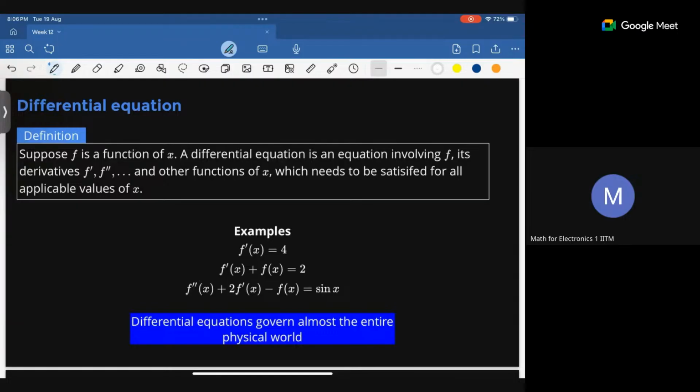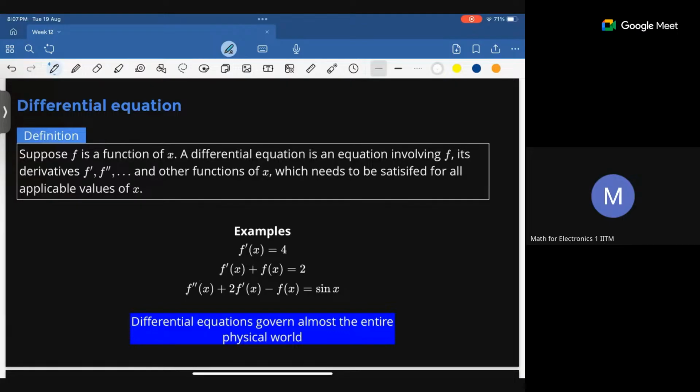Okay. So, to repeat it in a proper way, this is how the definition goes. Suppose f is a function of x, we have a function f, and the differential equation is an equation which involves the function itself and its derivatives. It can be starting from first order derivative to nth order derivative, and can be very large also. It doesn't matter. And some other functions of x, which needs to be satisfied for all applicable values of x. Such an equation is called a differential equation. And you can see there are some examples here.